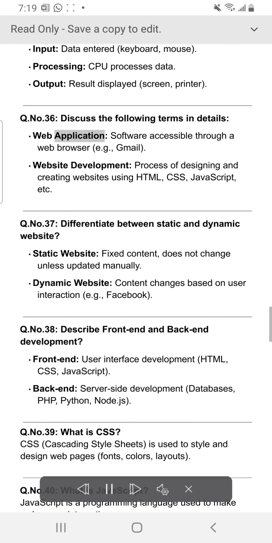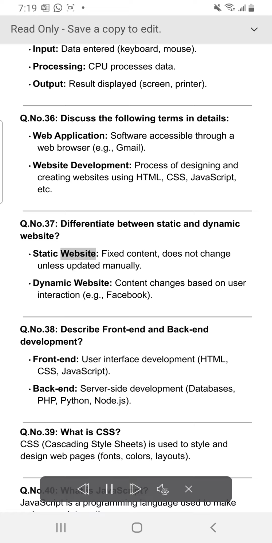Web application: software accessible through a web browser, e.g., Gmail. Website development: process of designing and creating websites using HTML, CSS, JavaScript, etc. Q. Number 37. Differentiate between static and dynamic website.